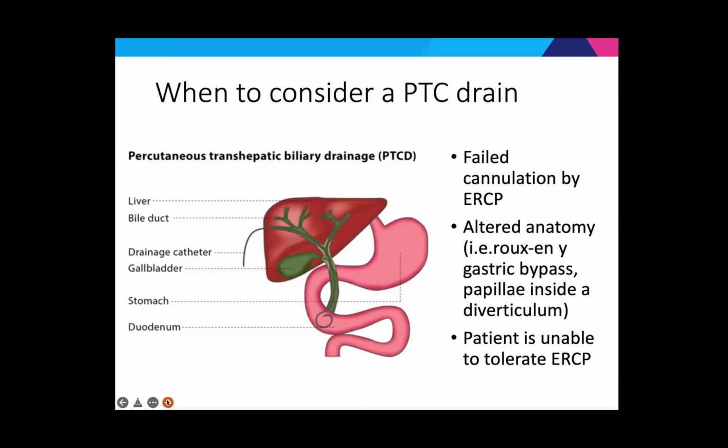In a PTC drain, the drain goes in percutaneously through the liver into one of the dilated intrahepatic ducts, into the common bile duct, into the duodenum, and this will also help decompress the biliary tree to help control the infection.